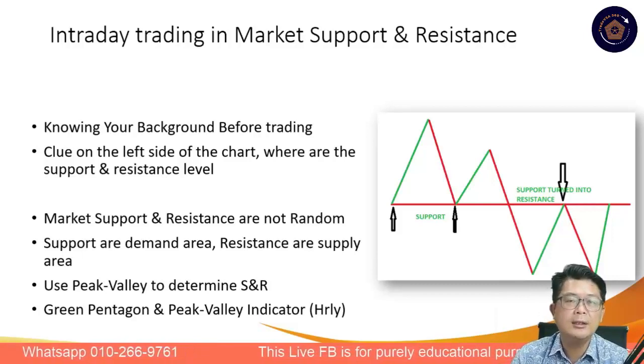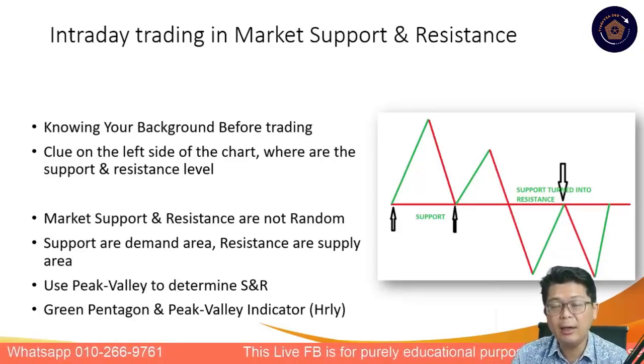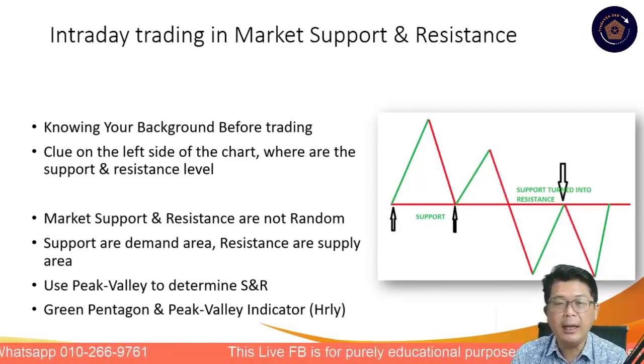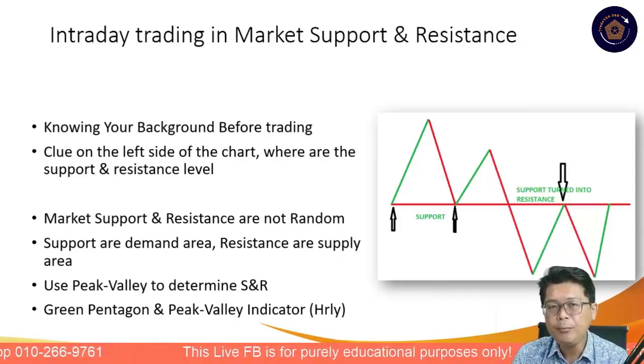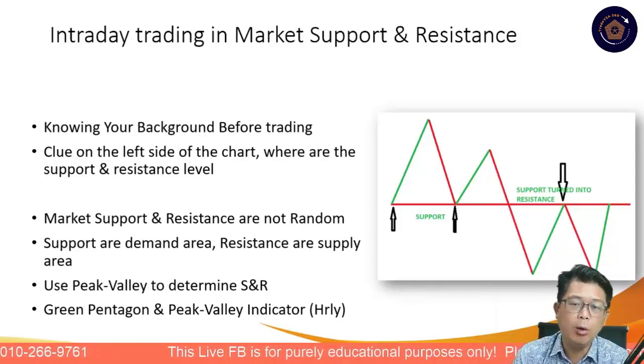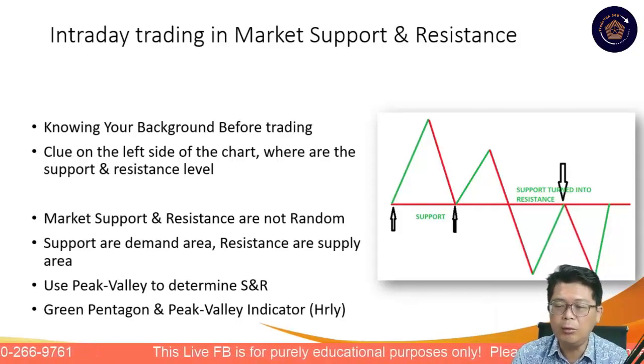These are because support areas are actually demand lines, where a lot of buyers come in and the sellers have already been removed. Volume tends to taper down right at the support area there. And in the next couple of bars, you probably see volume coming in. So remember, they're not random.